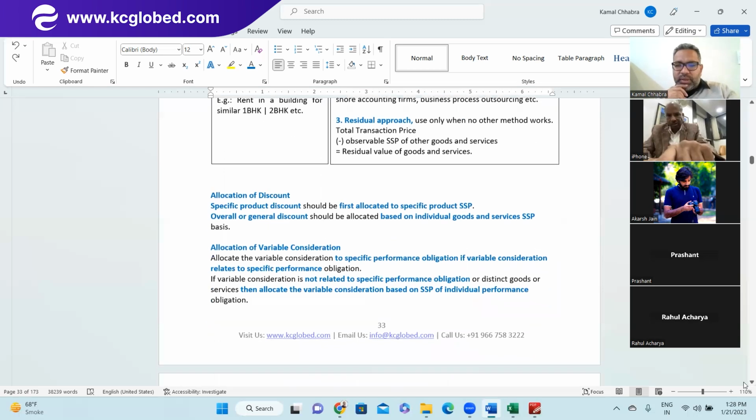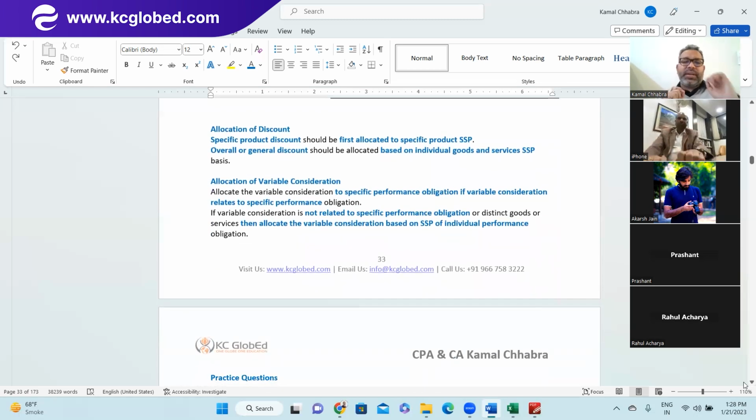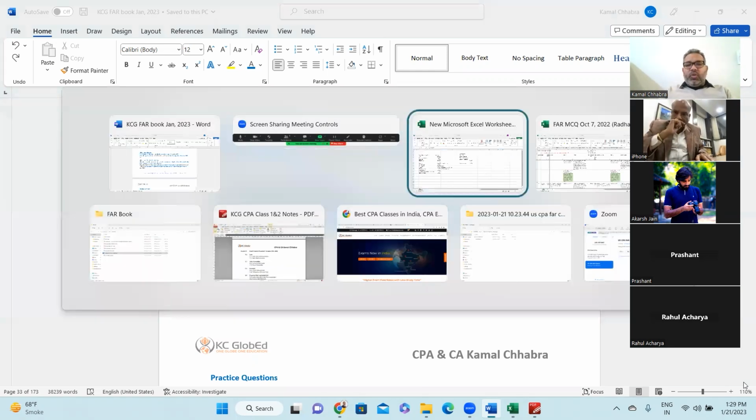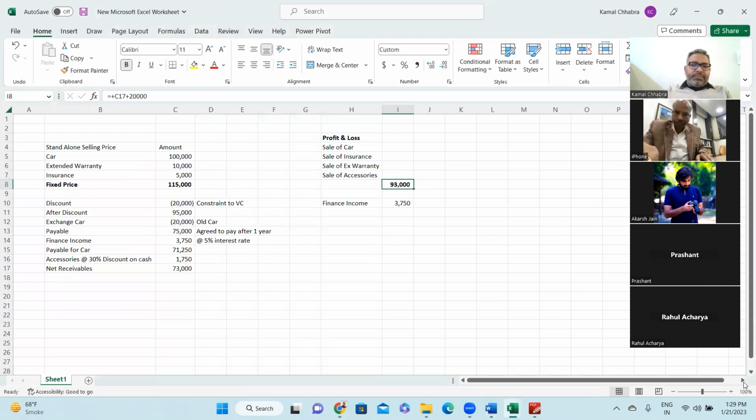Okay, so now we are jumping into the next topic, that is called allocation of discount. Allocation of discount is always specific to the product discount. First, it needs to be allocated to the specific product's standalone selling price. Then whatever is the overall or general discount should be allocated based on the individual goods and services standalone selling price basis.